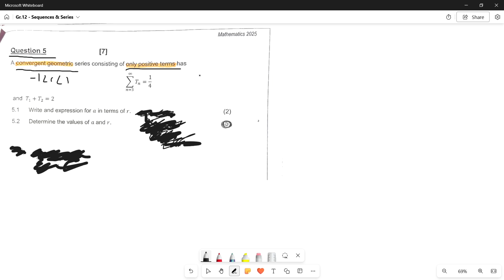So when we have our first term plus second term plus all of them all the way up to infinity, the whole final value equals 1/4. Okay, so that's our interpretation for sigma over here, and T1 plus T2 equals 2. So we've been given this information and we have questions that lead into each other in terms of A and R. Okay, so convergent geometric, it also means we're working with this formula, S infinity equals A over 1 minus R. So 5.1 over here says write an expression for A in terms of R.